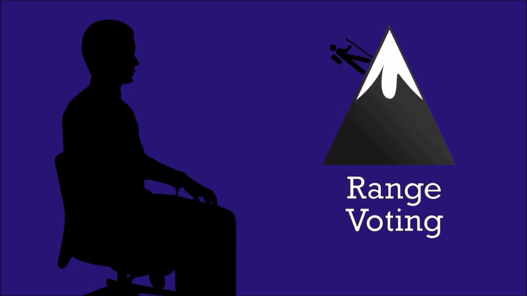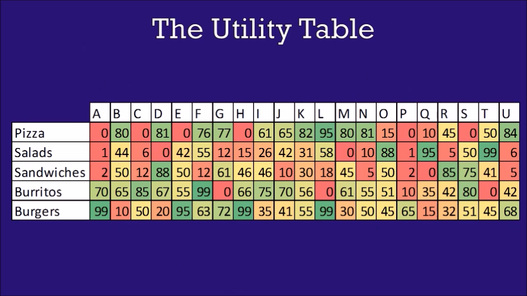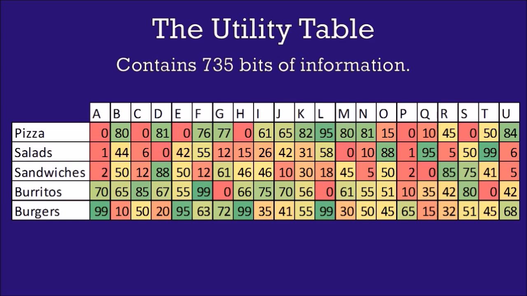In order to determine the votes of our constituency for the other voting methods, we needed to create this utility table, which contains 735 bits of information. The beauty of range voting is that these data are the actual votes. And thus, we arrive at the fundamental problem with your method.